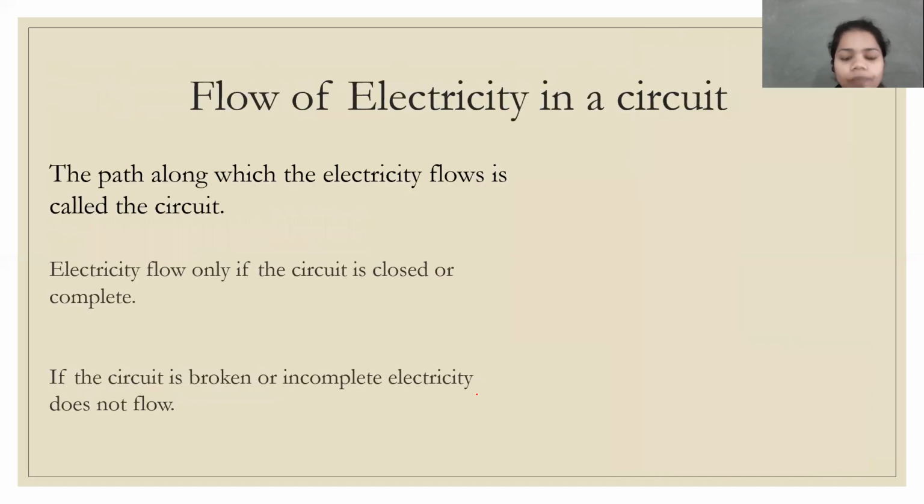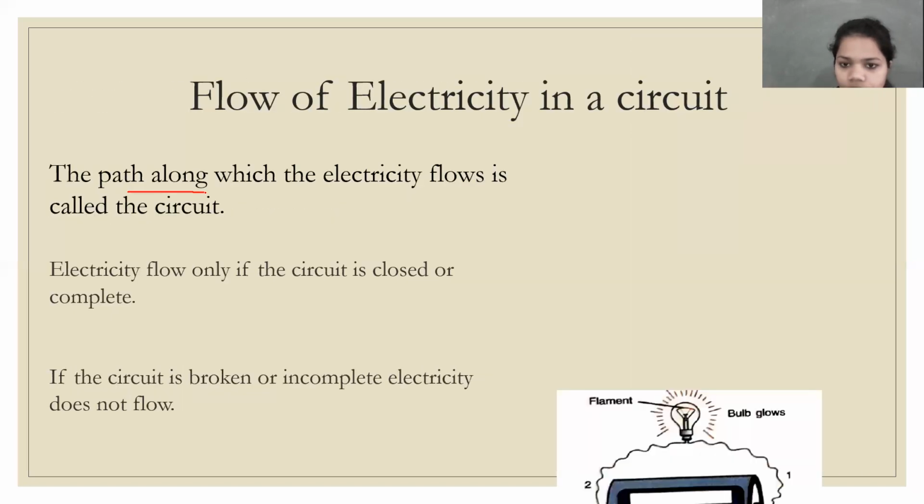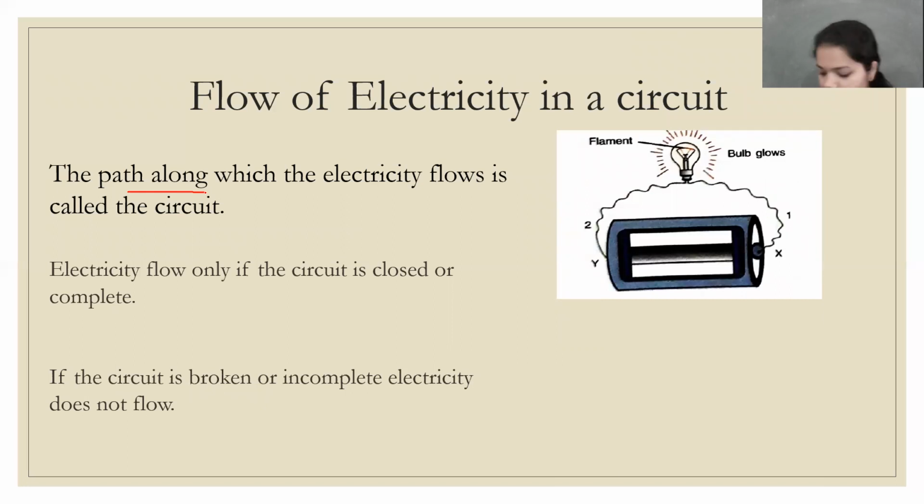Now we will go to the next topic, that is the flow of electricity in a circuit. So first of all, what is a circuit? The answer is, the path along which the electricity flows is called the circuit. Now let us understand this in detail. Just look at this figure which is given. In this figure, you can see that a bulb is connected to a cell. Once the circuit is complete, the bulb will glow. It is connected to the positive and the negative terminal. The circuit is complete, the circuit is closed, and so the bulb will glow.